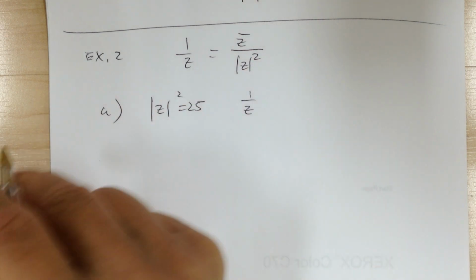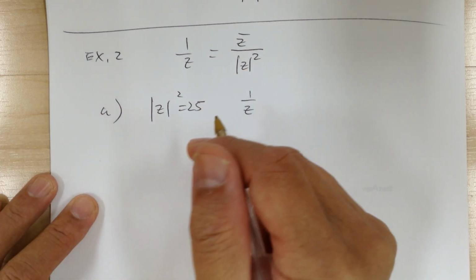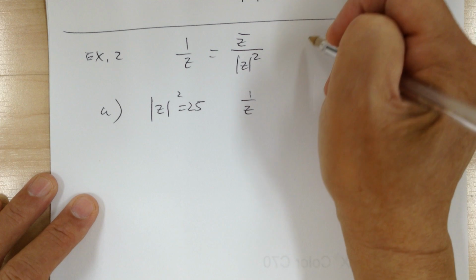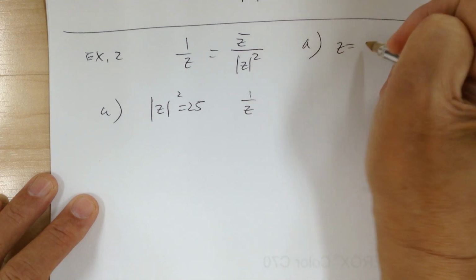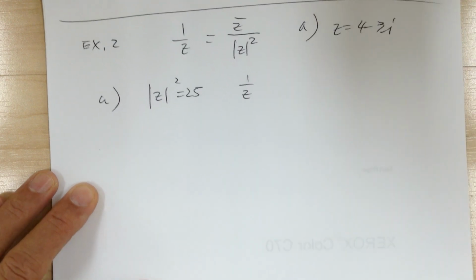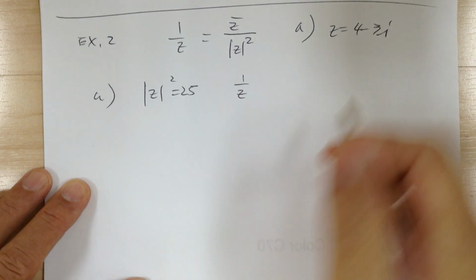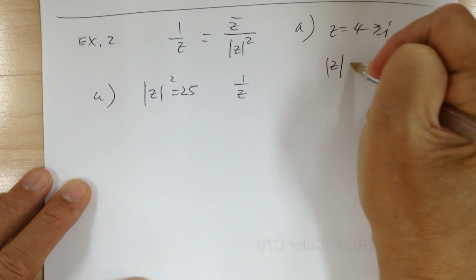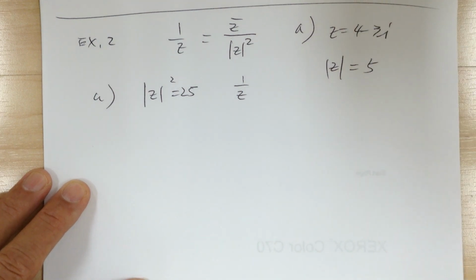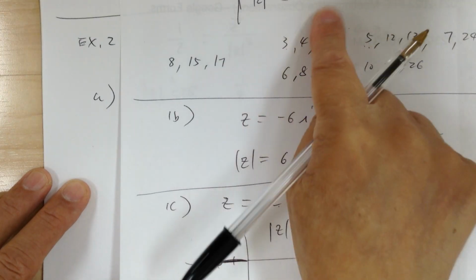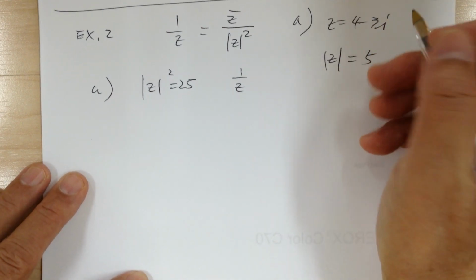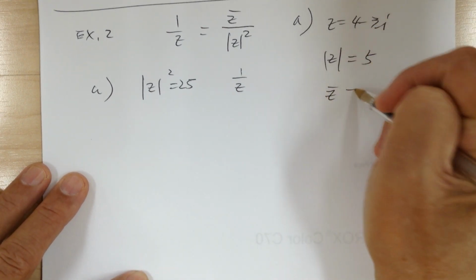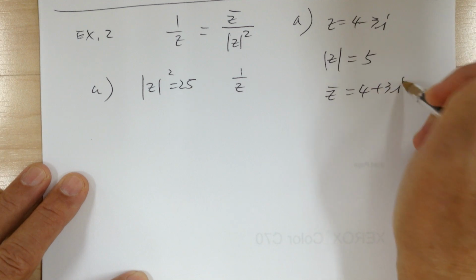So this is talking about from example 1. In example 1, the A is z equals 4 minus 3i. Okay? And we already found that the absolute value of z equals 5, right? From example 1. And the conjugate will equal 4 plus 3i.